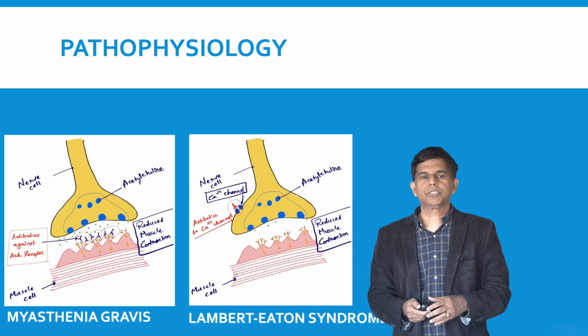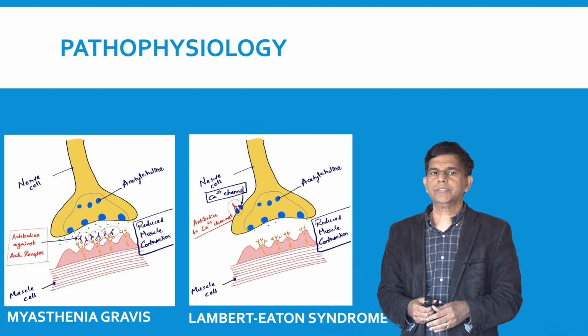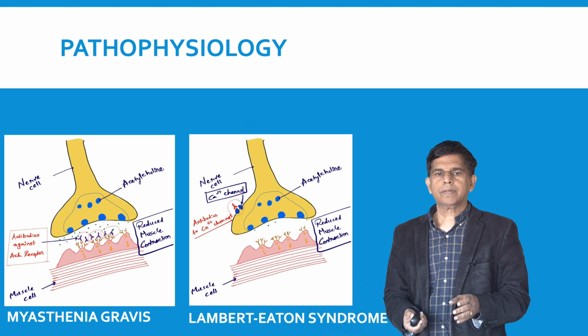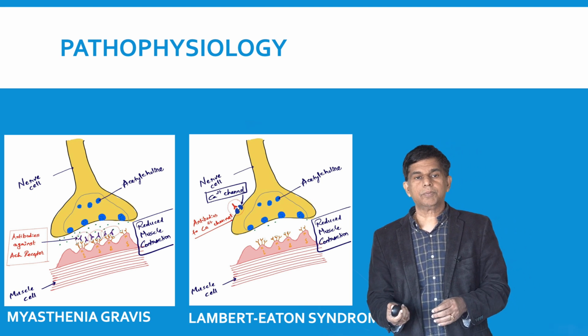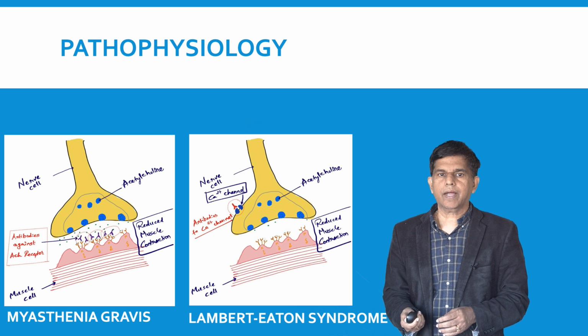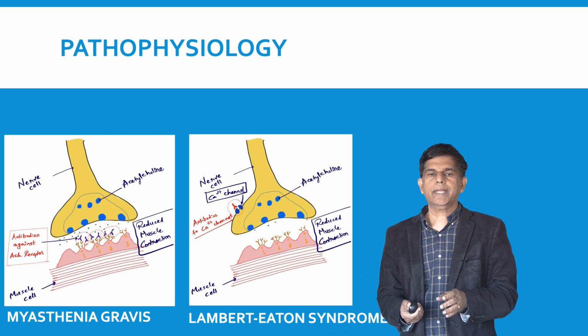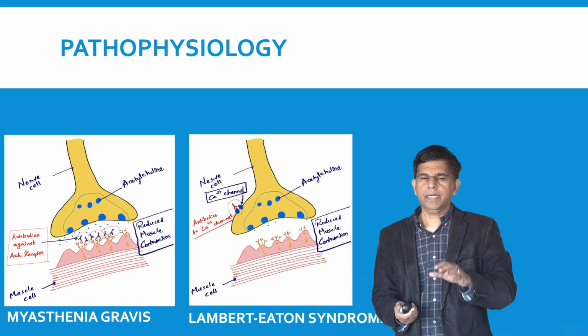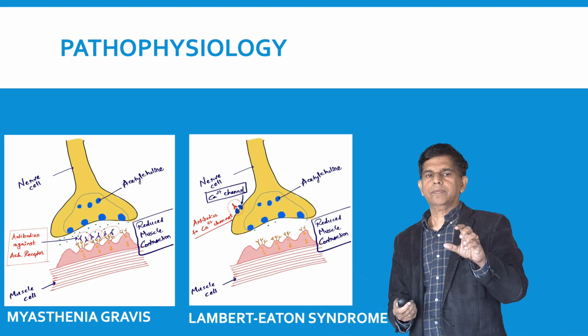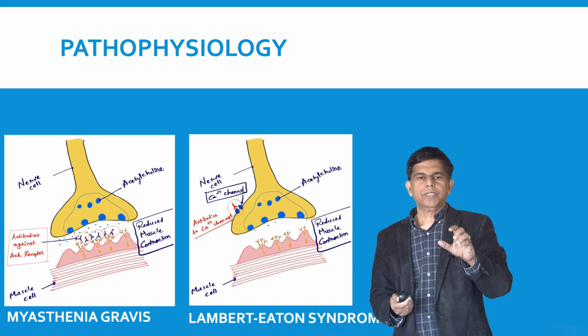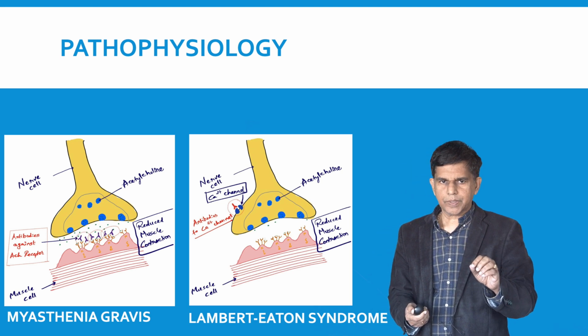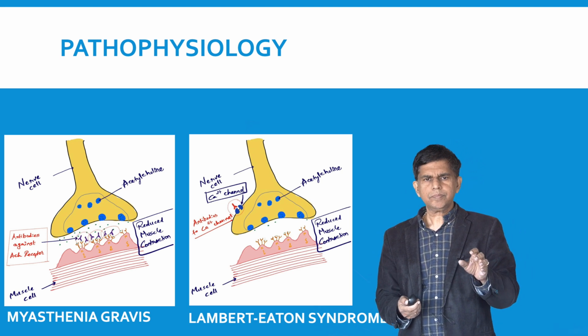So you have two pictures right here. One is myasthenia gravis, and the other one is Lambert-Eaton syndrome on the right side. In myasthenia gravis, you have autoantibodies to the postsynaptic acetylcholine receptor, and so the acetylcholine will not be able to bind it, so it will not work. No muscle function will be available.